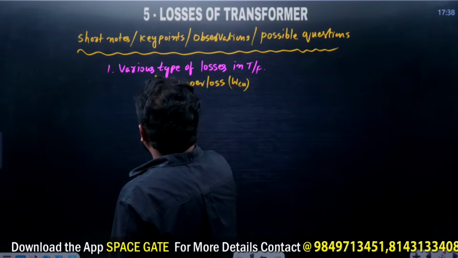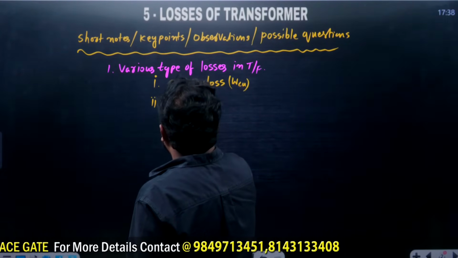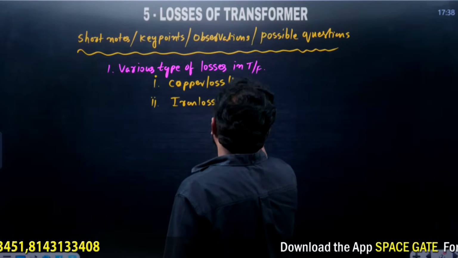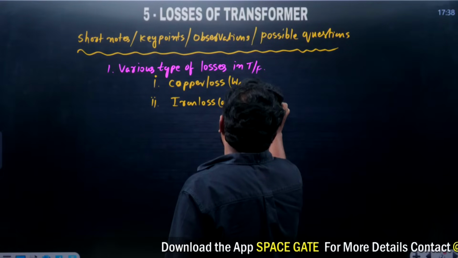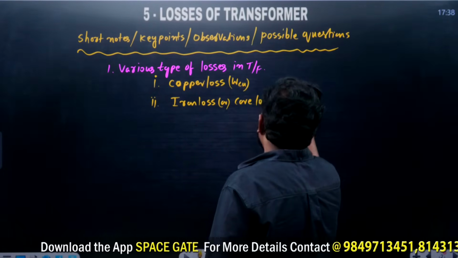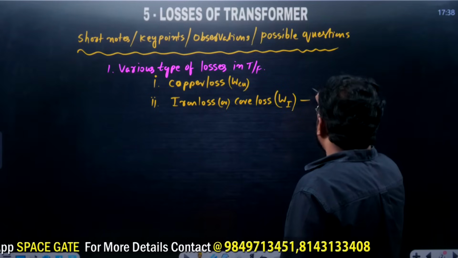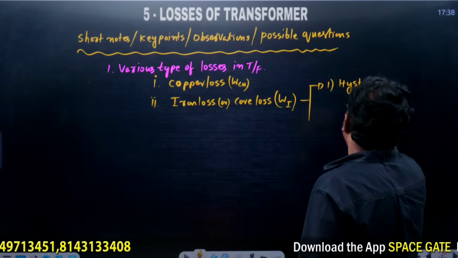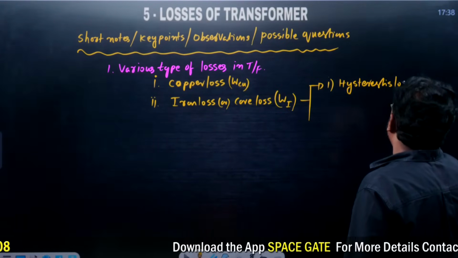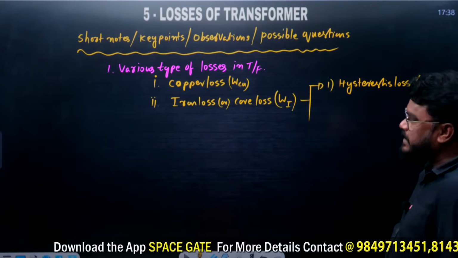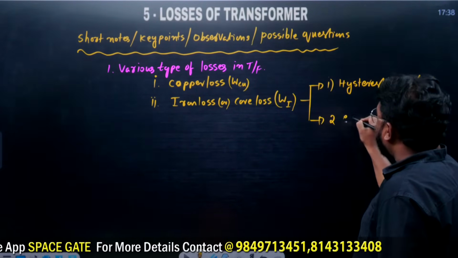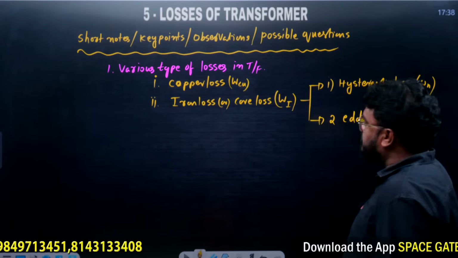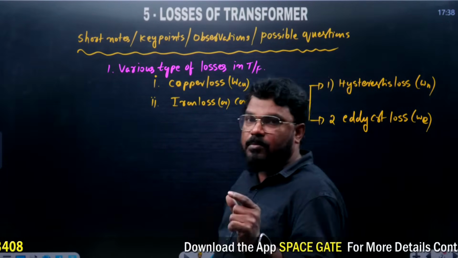And the second loss is iron losses. Another name for iron losses is core losses of the transformer. It is denoted by WI. And these iron losses are 2 types. One is hysteresis losses of the transformer, denoted by WH. And the second one is eddy current losses of the transformer, denoted by WE.